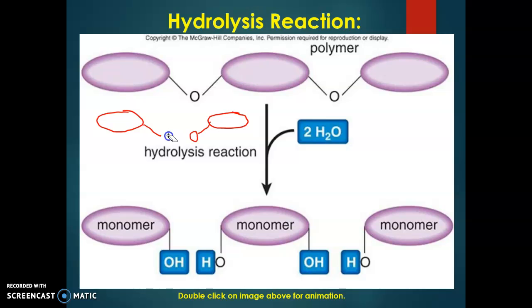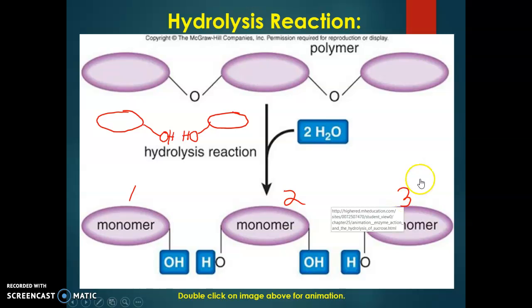All right, what you would do is literally take the water, split it into H and OH. The hydrogen ion I can put right here onto that oxygen to stabilize it. And on the other monomer unit, I can put an OH group to stabilize that. So now both ends are going to be perfect and stable. And you can see down below, I now have 1, 2, 3 individual monomer units that are ready to go. And they've been completely broken down into those single units.